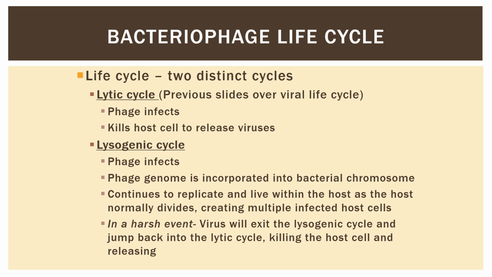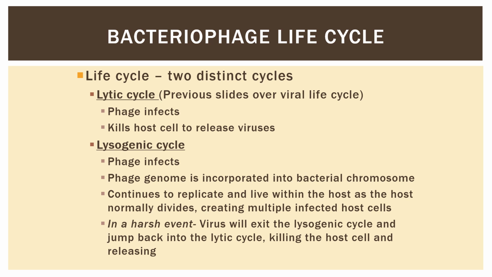They do have two distinct cycles, though, the lytic cycle and the lysogenic cycle. The lytic cycle is going to be that viral life cycle we discussed in Chapter 5, Part 1 already, so those 6 steps from before. We are going to review it on the next slide, but let's talk about that lysogenic cycle.